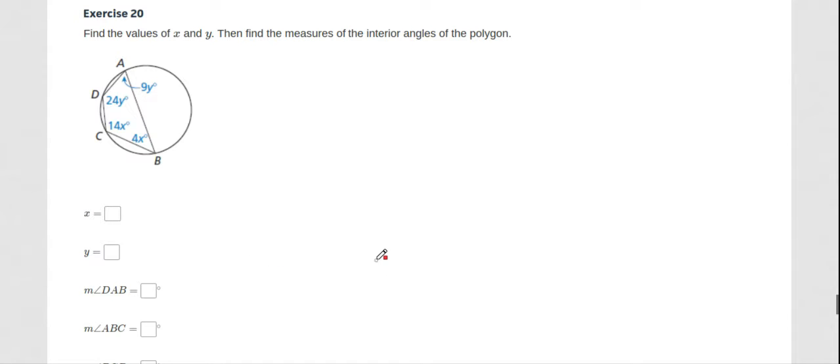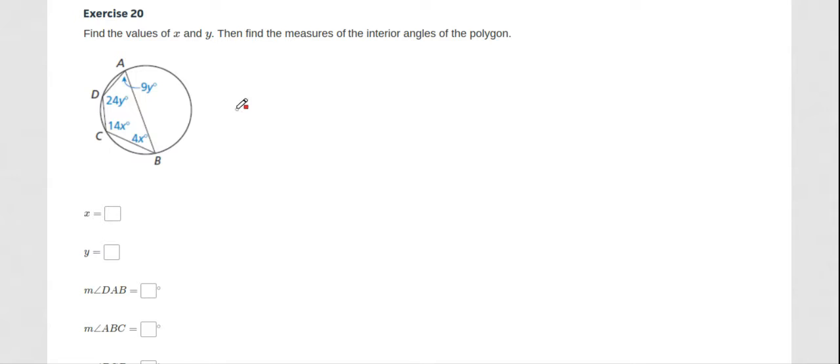Okay, this is 10.4 geometry, problem number 20. You want to find the values of x and y for each of these inscribed angles and then the measure of each of the interior angles. So what we have here is an inscribed quadrilateral ABCD in the circle here.